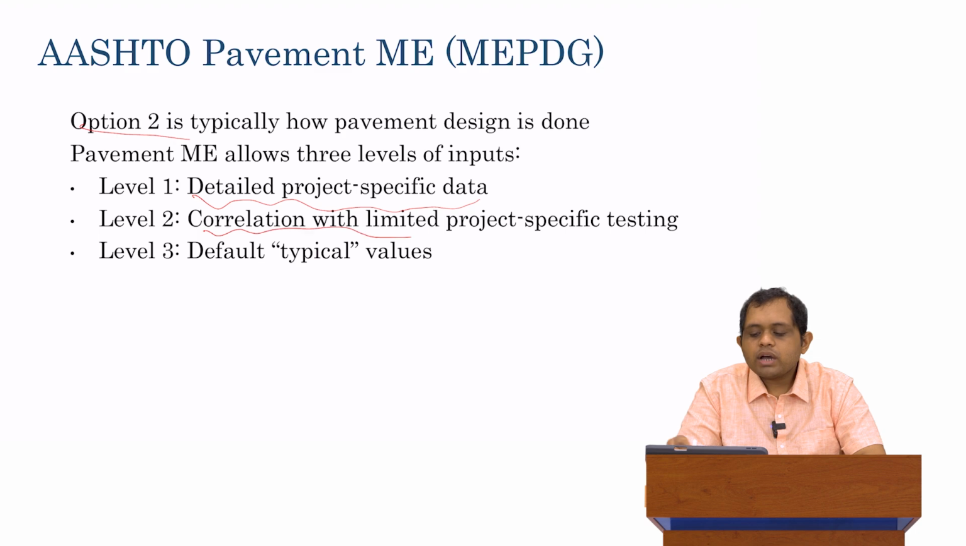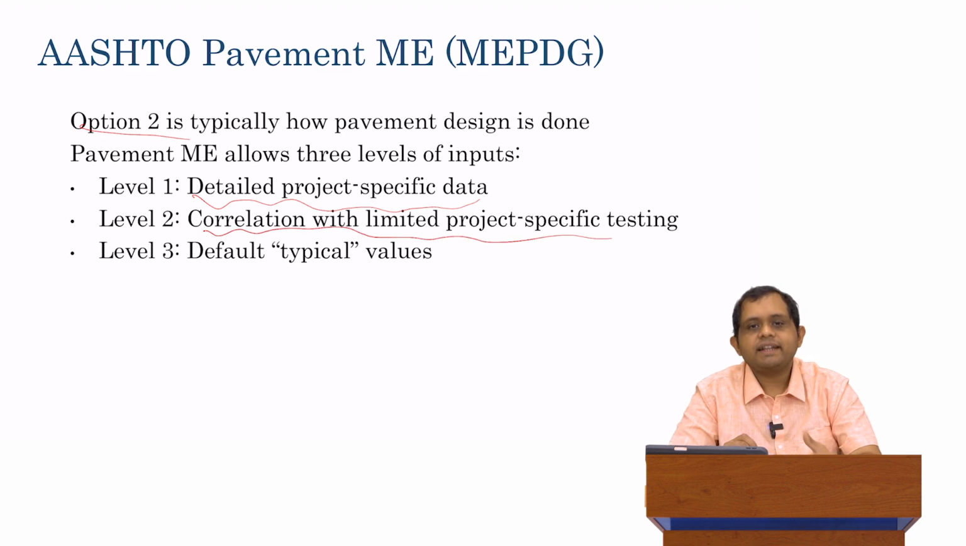Level 2 is where you have some correlation with some limited testing. So you don't go out and measure all the properties of the soil. You might do, for example, an SPT test or some DCP test or something of that sort, and then calculate values which you're interested in later. Or you could do a level 3 analysis, which is where you use a typical value.